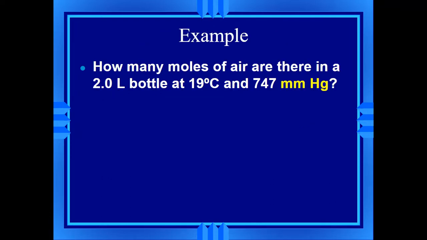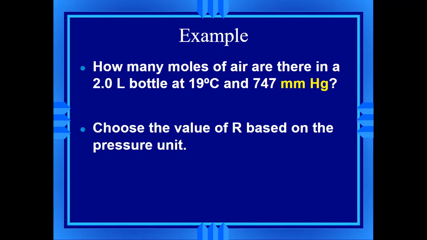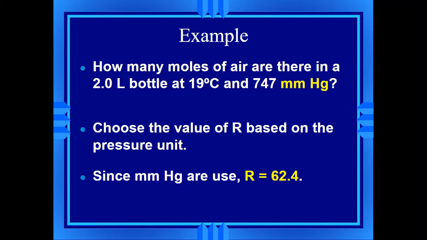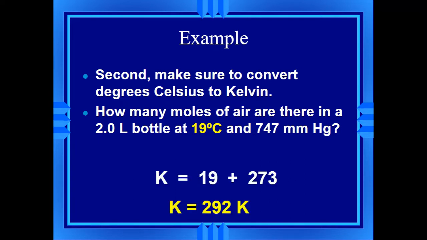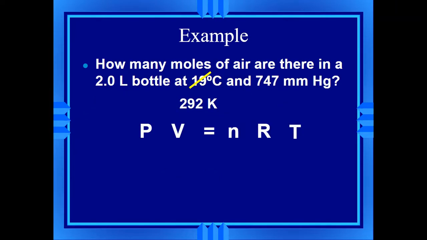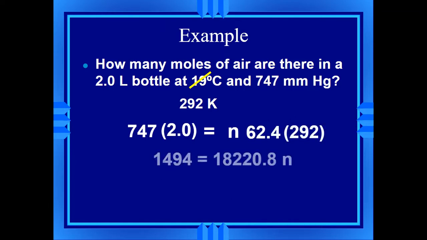How many moles of air are there in a 2-liter bottle at 19 degrees Celsius and 747 millimeters of mercury? The very first thing we have to do is choose our correct R. So we're going to choose 62.4 as our R. Then we need to make sure that we convert Celsius to Kelvin. So we have to turn 19 degrees Celsius into Kelvin, and that is going to be 292 Kelvin. And our volume is good. So let's go ahead and plug everything in, and we're solving for n. So our n is going to be 0.082 moles.